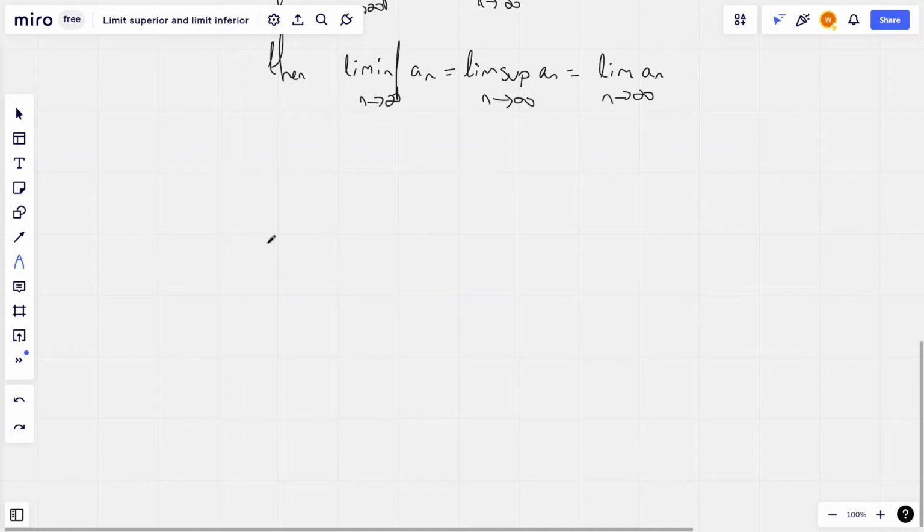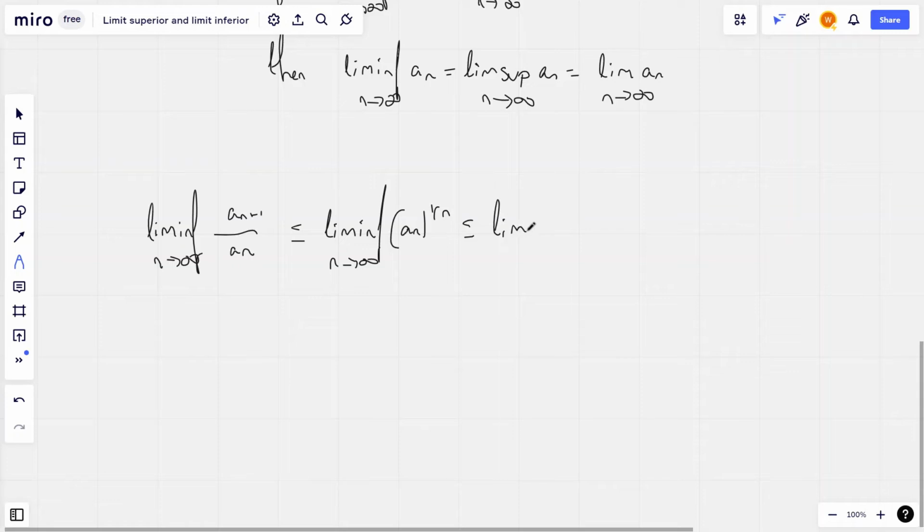Okay, and now I'll introduce an inequality based on the root test and the ratio test. So if we have the limit inferior of a sequence, this is less than or equal to the limit inferior of this, which is less than or equal to the limit superior of this, which is less than or equal to the limit superior of this.